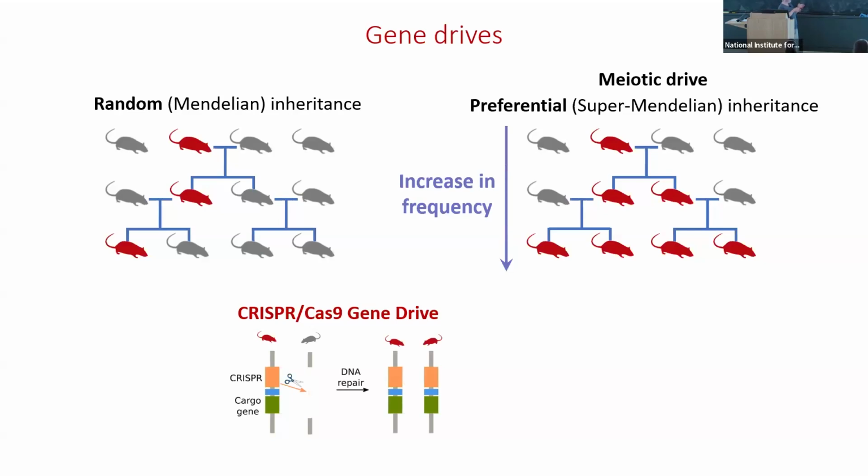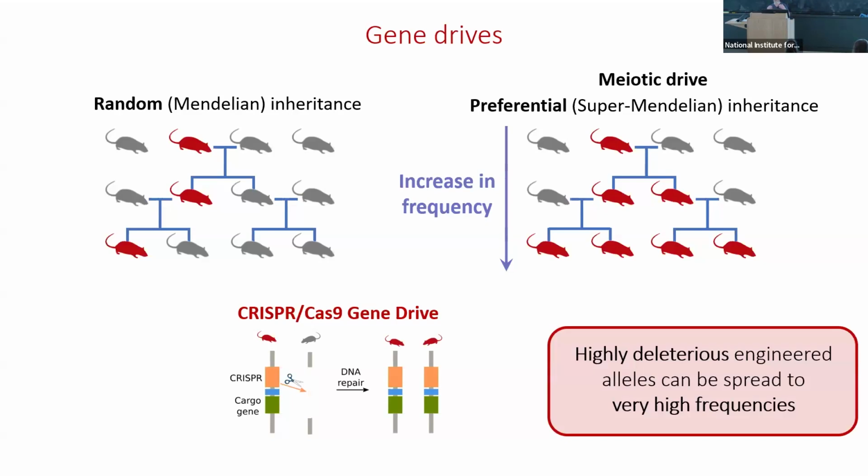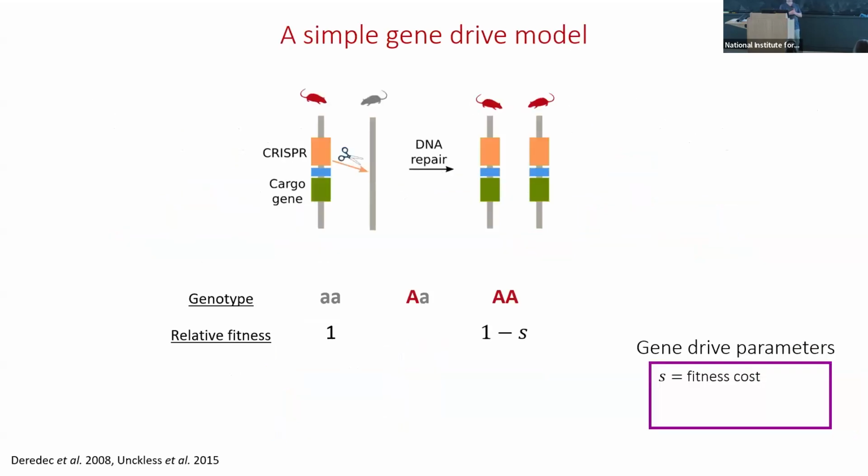So basically what we have is a conversion of a heterozygote to a homozygote carrying the gene drive allele. So this violates Mendelian inheritance and allows us to take a highly deleterious engineered allele, and we can connect to it basically any cargo gene that we want to spread in the population and have it spread to very high frequencies. This is a new technology that people are very excited about. But how do we model it?